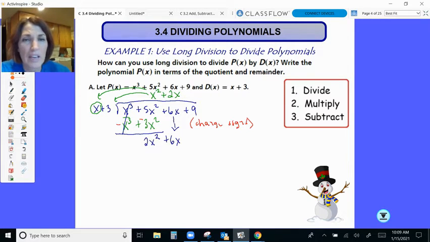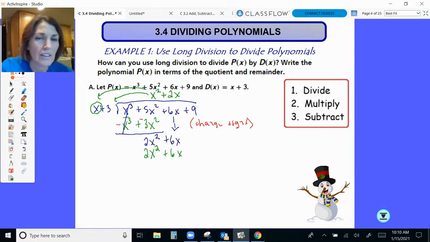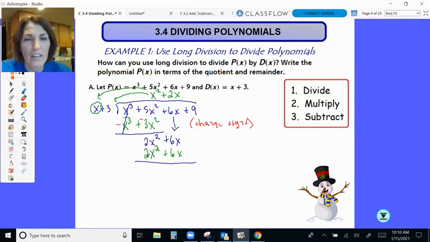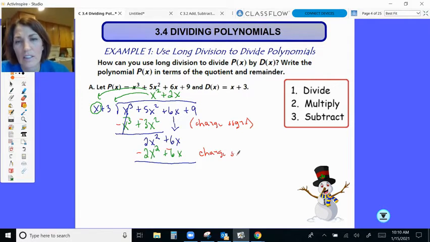And I'm going to do the same thing, but this time I'm only going to multiply 2x by x. So 2x times x is going to give me 2x squared. And then 2x times 3 gives me a positive 6x. And then I'm going to subtract, okay, by changing signs. So again, I change signs and add. That's how I subtract, okay?